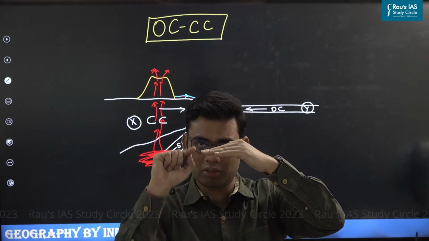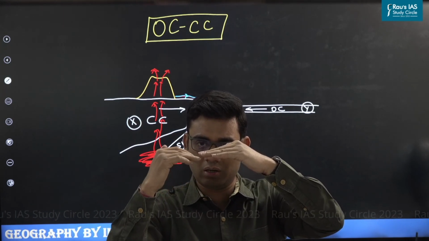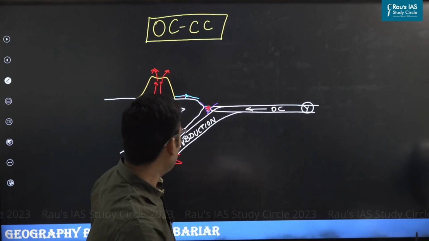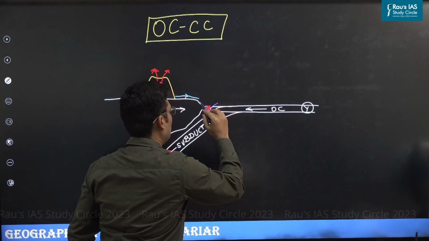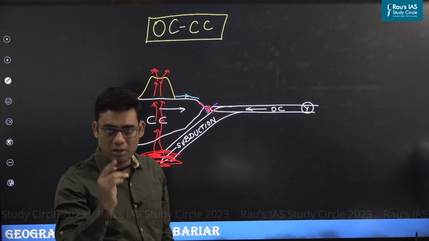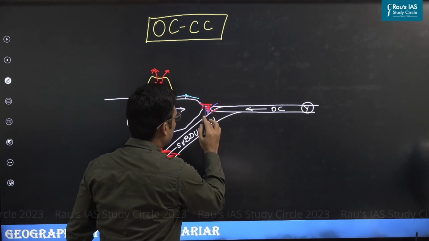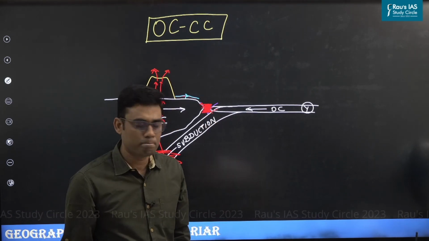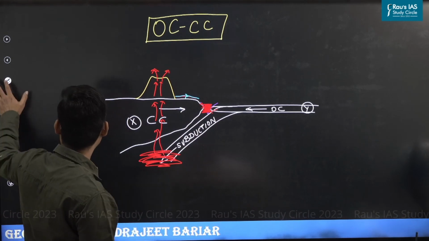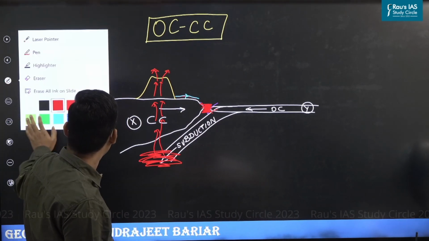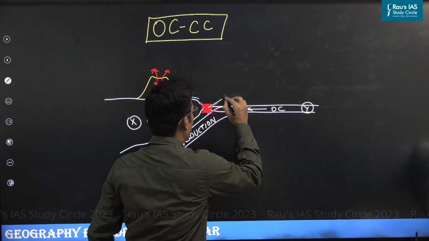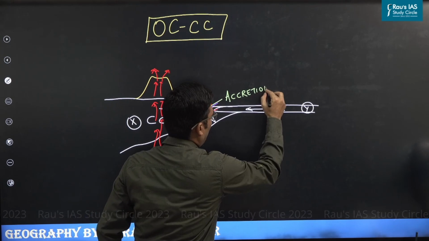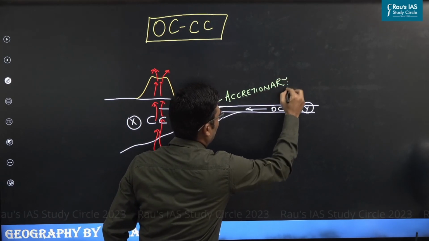So trench is a depression over here. The rubbing happens between the two plates, and this rubbing leads to breaking of rocks from here, breaking of rocks from here, and that also deposits in the trench only, filling up the trench eventually. As this material has been filled over here, this material now is called as accretionary prism.